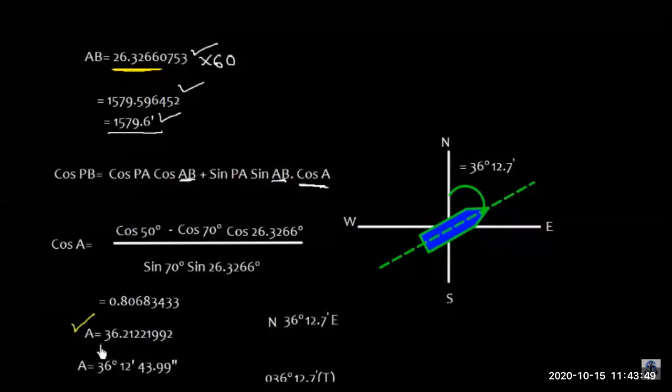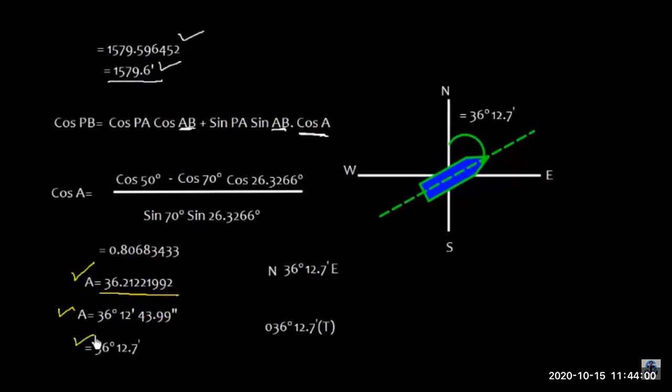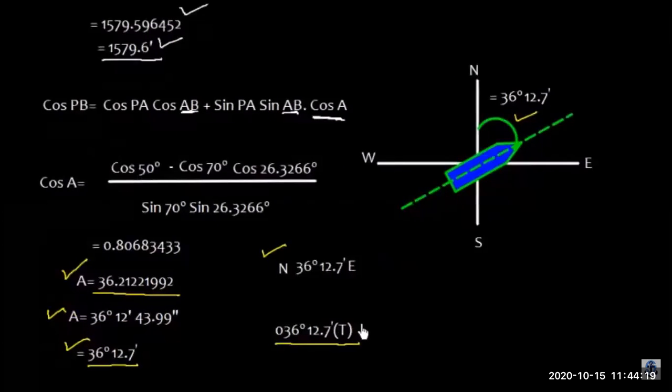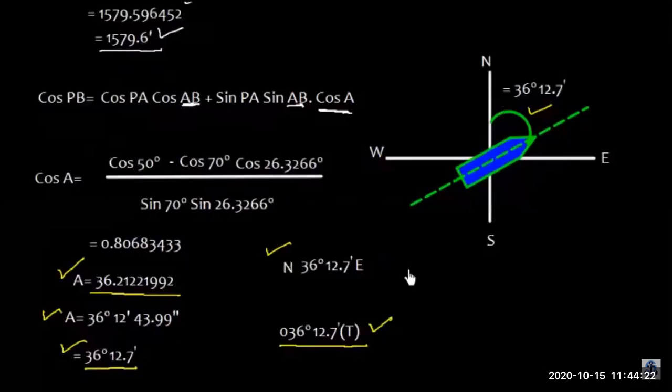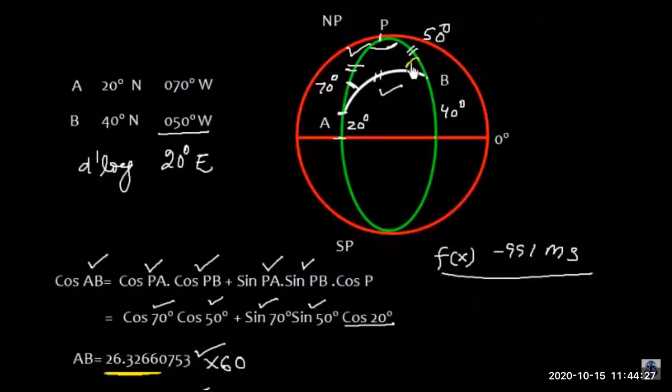So you get angle A equal to 36.2122 degrees, or if you put in degrees, 36 degrees 12 minutes 43.99 seconds. You can round off to 36 degrees 12.7 minutes. So 036 degrees 12.7 minutes is your initial course. You can put 037 degrees true approximately by putting in the closest degrees. Or you can name it as north 36 degrees 12.7 minutes east, or north 37 east, or 037 degrees true.